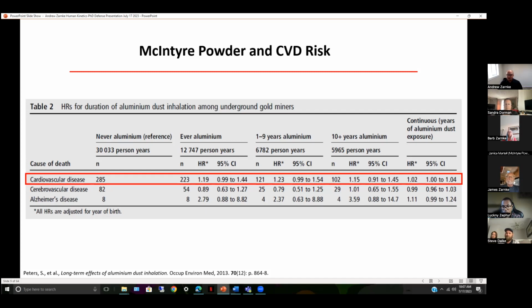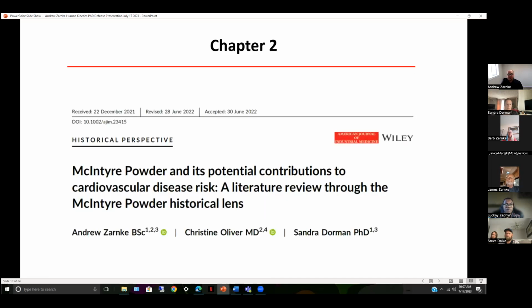year of exposure. So this was very interesting, and it kind of was the impetus for us to look at why McIntyre powder would be contributing to cardiovascular disease. So this was chapter 2 of my thesis, titled McIntyre powder and its potential contribution to cardiovascular disease risk, a lit review through the McIntyre historical lens, published in the American Journal of Industrial Medicine in June of 2022.